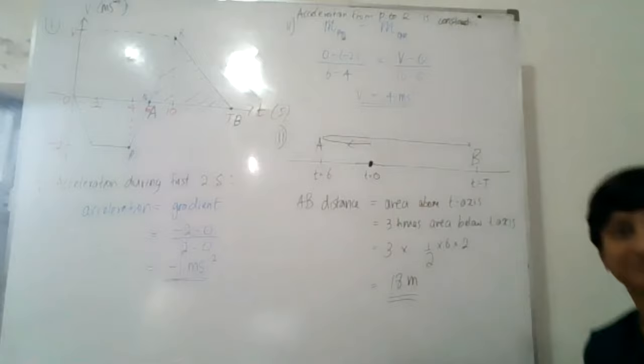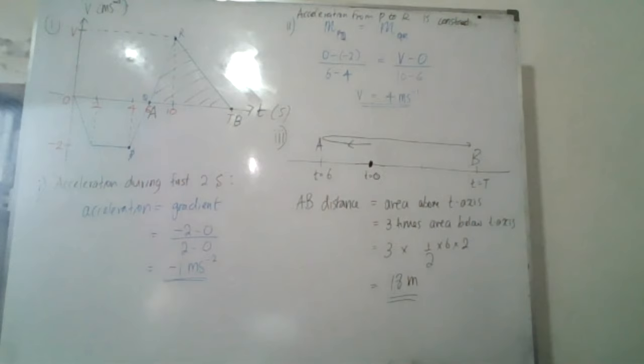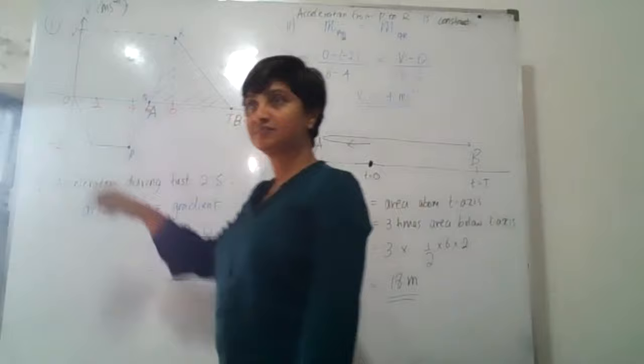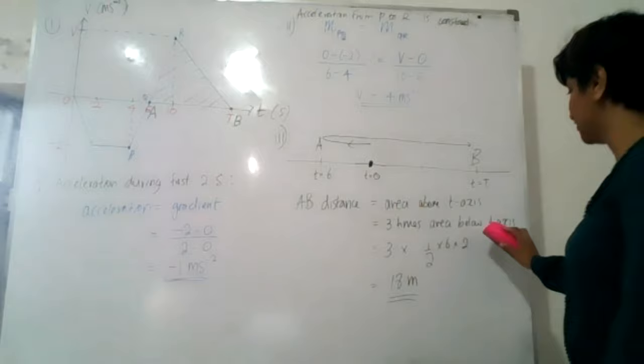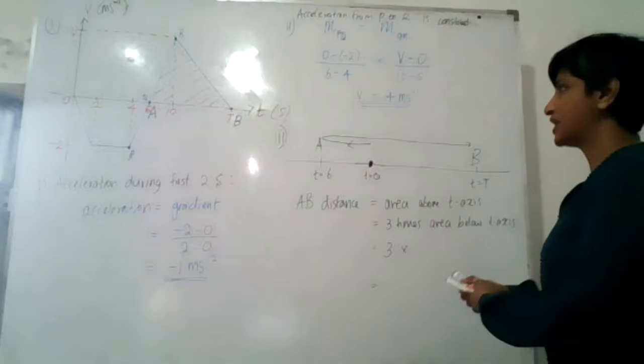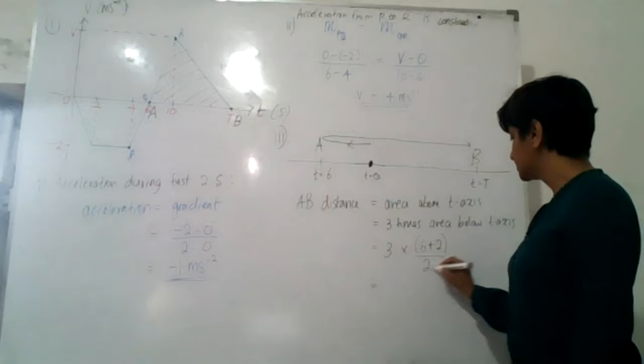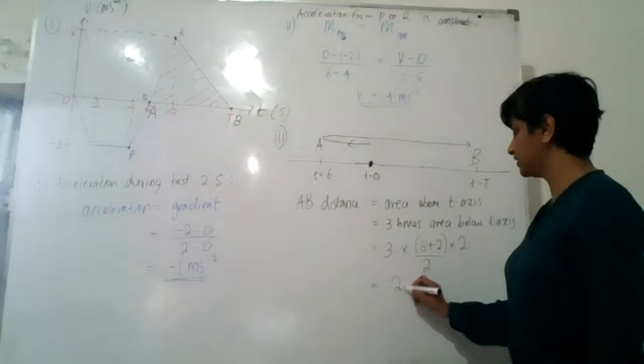Done here? Yes, that's a very tricky, good question. You really have to connect things here. Oh, I'm sorry, wrong. I thought 18 is 24. No, it's a trapezium. So it's the sum of parallel sides, 6 plus 2, and a half times the height. 24 meters.